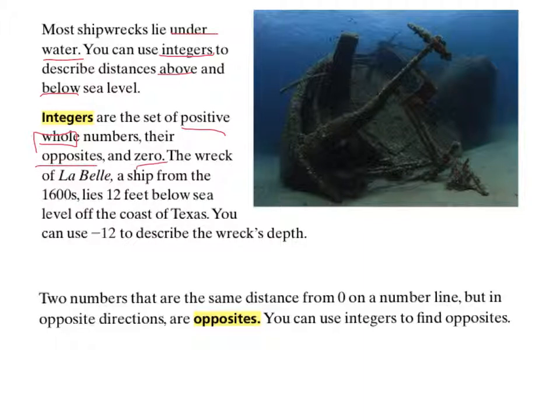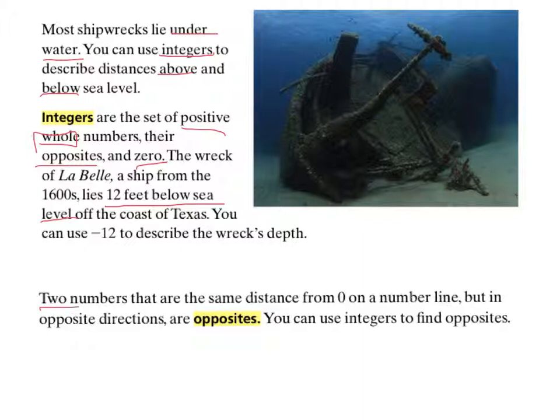The wreck of La Belle, a ship from the 1600s, lies 12 feet below sea level off the coast of Texas. You can use -12 to describe the wreck's depth because it's 12 below zero, so that would be like -12 on the number line.